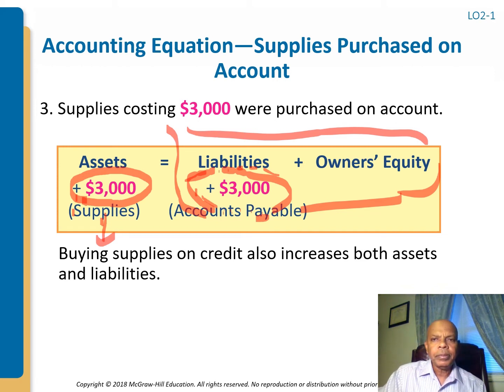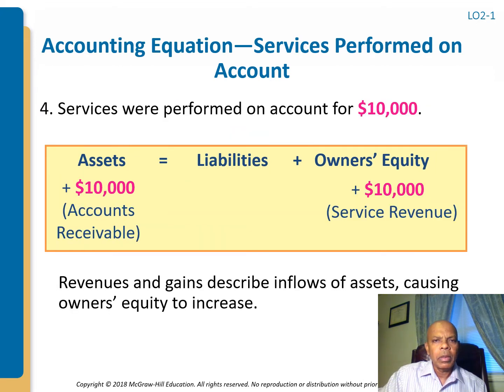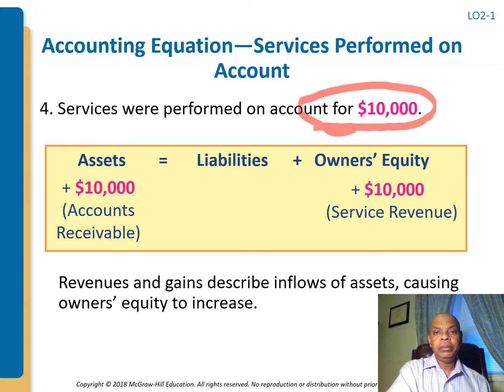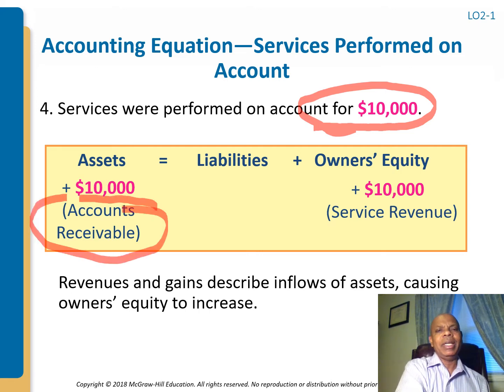Okay. Now you can see services were performed on account for 10,000. Now he starts doing his work for clients, right? So when he starts billing the people, what's going to happen? Now again this says on account. He did not get the cash. Nobody paid yet. So what is an account receivable? Remember, that's an asset. You create an asset when you perform or provide services until you get the cash, your income.